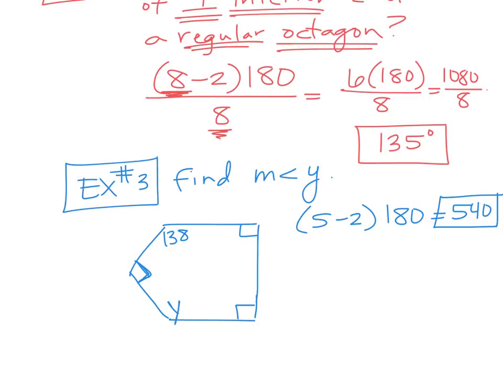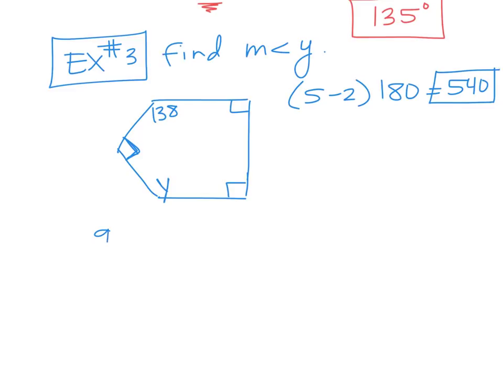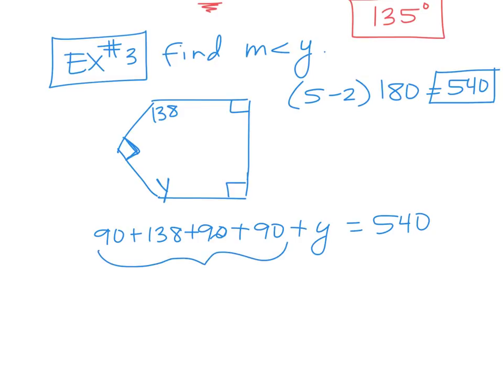Only one, right? So what you're going to do is just set up an equation where we go 90 plus 138 plus 90. Oh, so messy today. Plus 90 plus y. Okay, so the 5 angles added together should equal 540, and then you're just going to take all of those away. So take this whole batch away from the 540.